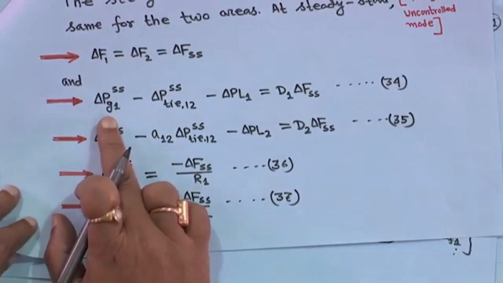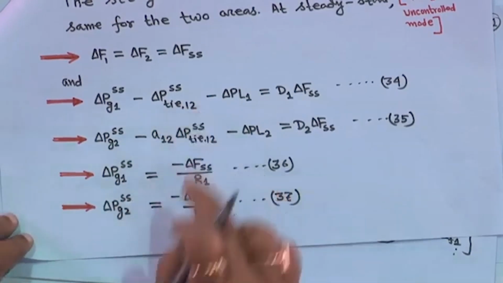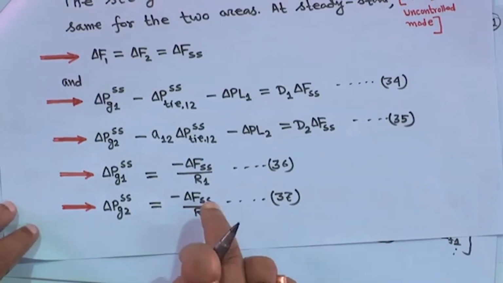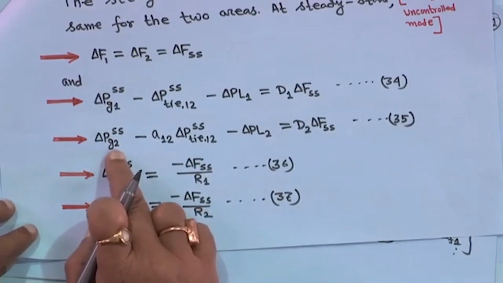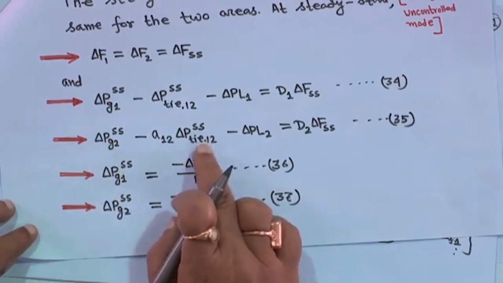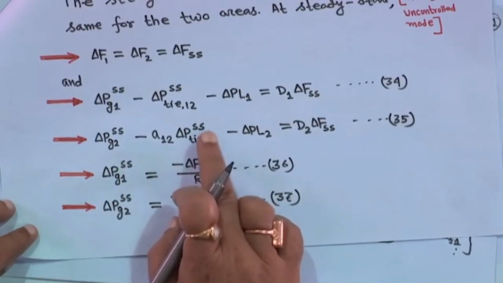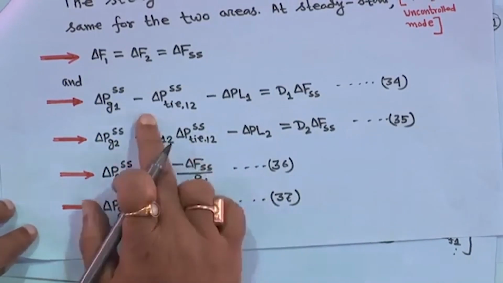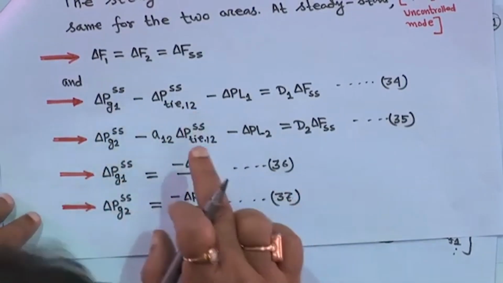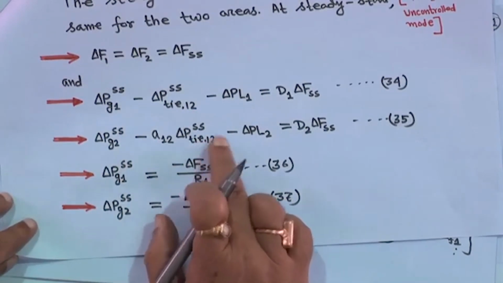That means this equation will be a function of delta FSS and delta P tie 1 to 2 SS. Similarly, delta Pg2 SS is equal to minus delta FSS upon R2. This you substitute here. Then this equation will also be in terms of delta P tie 1 to 2 SS and delta FSS. So this equation also will become in terms of delta FSS and delta P tie 1 to 2 SS.